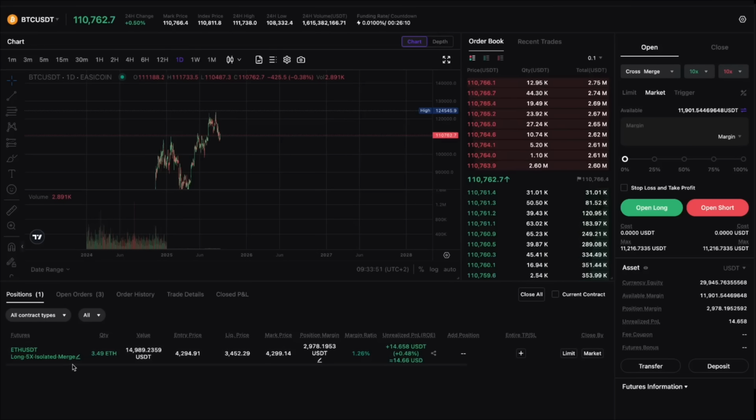And if Ethereum eventually starts moving higher now, then I do already have a nice position, which I'm personally quite excited with.